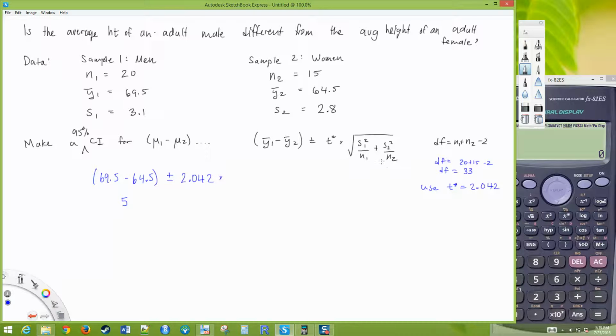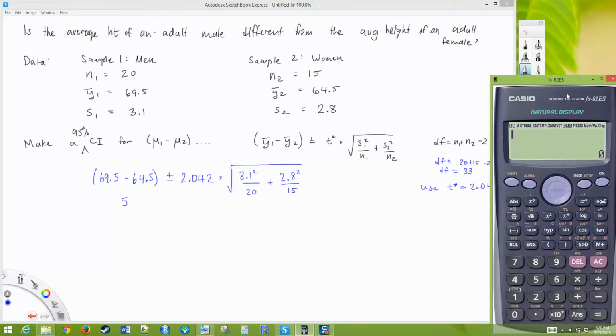Okay, and then the standard error, the square root of s1 squared over n1 plus s2 squared over n2. So this is just plugging in the numbers that we have. So I've got 3.1 squared over 20 plus 2.8 squared over 15. Okay, so I'm going to just punch all this in. I'm going to take the square root of that, and that gives me that, and then I multiply it by 2.042.